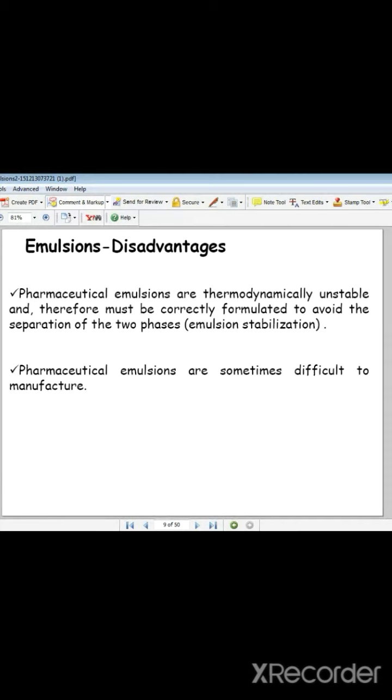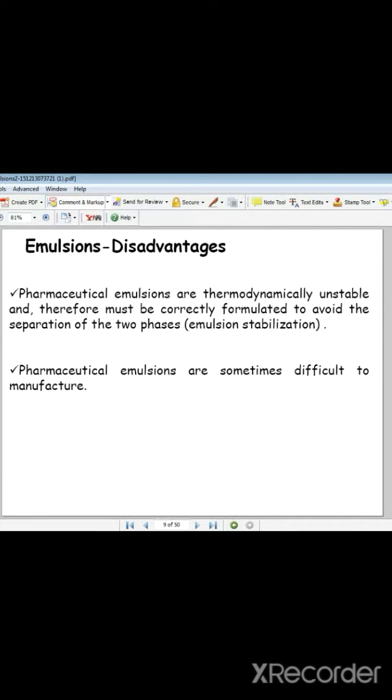Disadvantages of emulsion. Pharmaceutical emulsions are thermodynamically unstable. This is the biggest disadvantage. They are thermodynamically unstable and therefore must be correctly formulated to avoid separation of the two phases. The formulation should be correct. Means how much quantity of acacia or the emulsifying agent is added is very necessary.